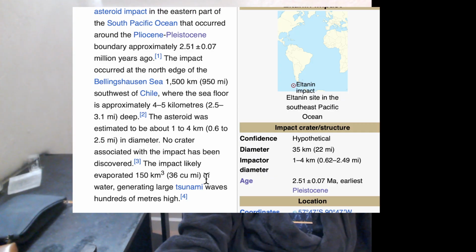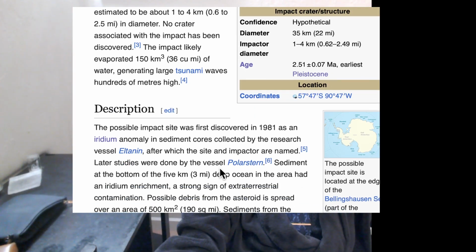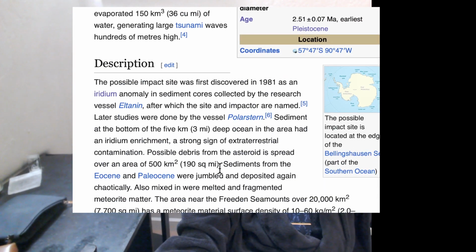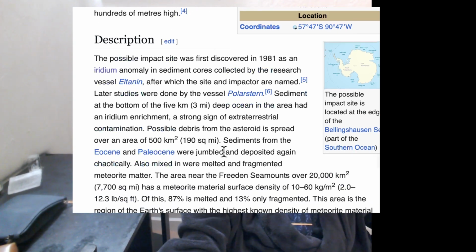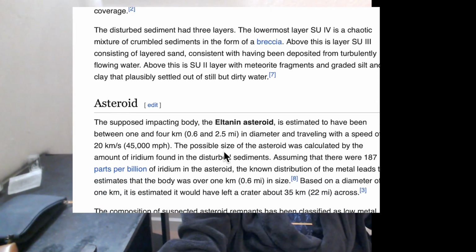I thought it was. The impact likely evaporated about 150 cubic kilometers of water, generating large tsunami waves hundreds of meters high. I have read the papers that support those statements. So it does look like there was a strike, but nobody yet has found the crater. It was discovered in 1981 as an iridium anomaly, so that's how the Chicxulub impactor was discovered, again according to Wikipedia, which so far I consider to be absolutely right.